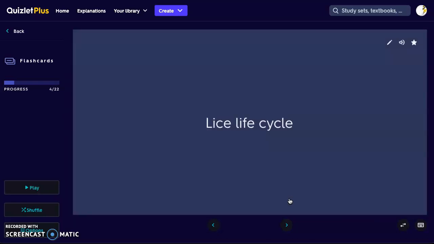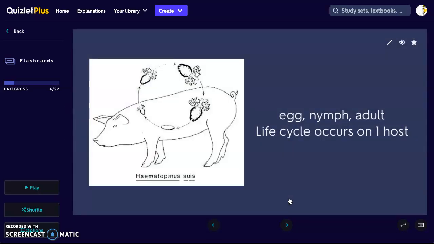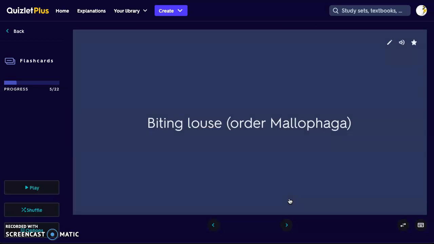First, we're going to talk about our lice. Lice, we want to talk about their life cycle. They go from egg to nymph to adult, and that life cycle all happens on one host, so the same host for our lice. This would be an incomplete metamorphosis because it's only going from an egg to a nymph to an adult. So this life cycle again occurs on its one host, so that whole thing can happen on one animal.